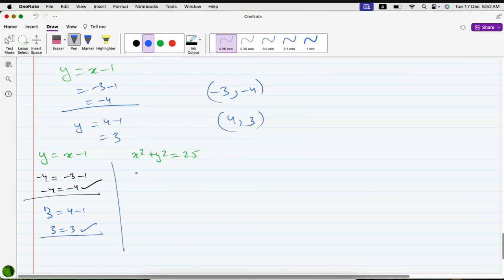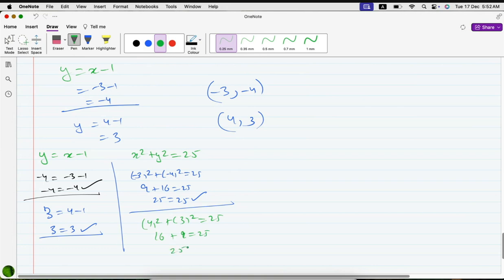Same goes on the other side. Minus 3 squared plus minus 4 squared is equal to 25. 9 plus 16, 25 is equal to 25. And the last one where x is 4, y is 3 would give me the same answer again. 16 plus 9, 25 equals 25.